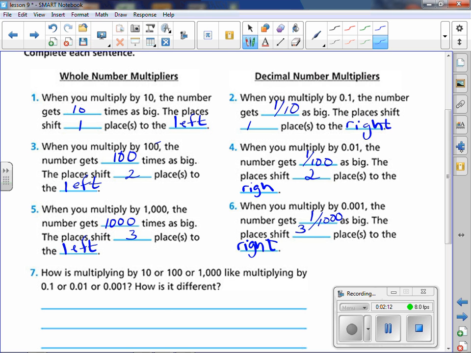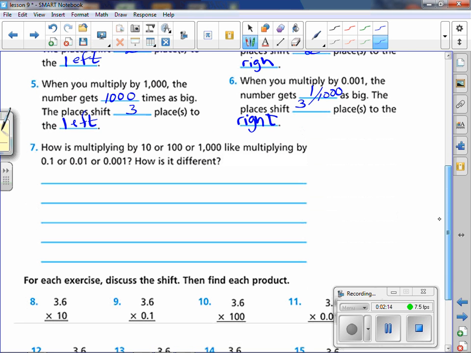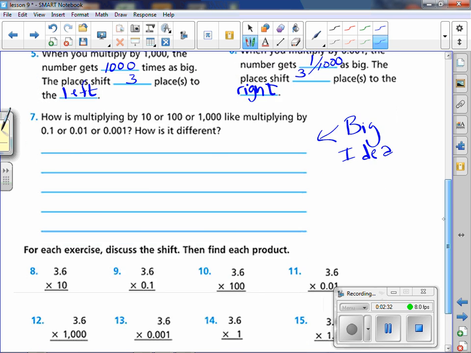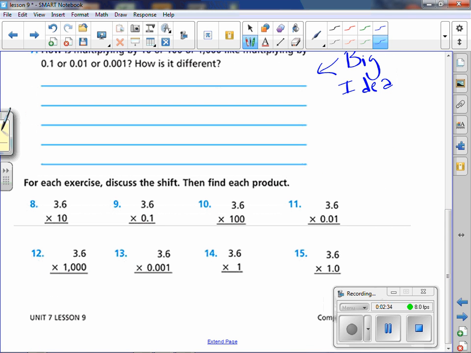Okay, so I want you to do your big idea right here. This is kind of like your big idea. How is multiplying by 10, 100, or 1,000 like multiplying by 10th, 100th, or 1,000th? Think of this as your big idea and fill that in so you can share that with your group tomorrow. If you need to pause the video to do that, do so.